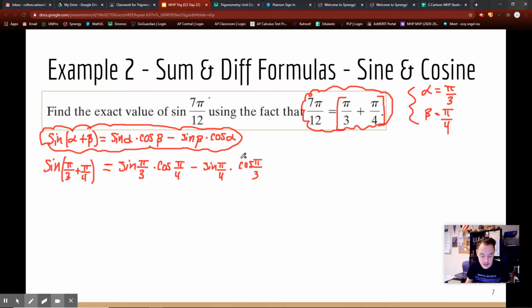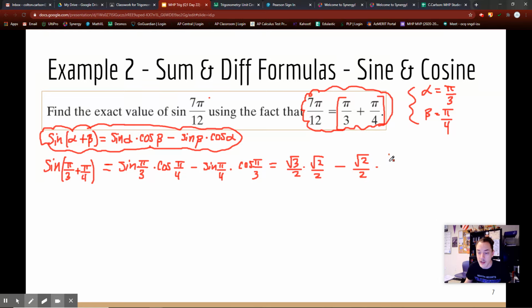Now we can actually start solving this beast. So I'm going to solve it. What's sine of pi over 3? That's 60 degrees, and so that's radical 3 all over 2. And then this is radical 2 all over 2 for cosine of pi over 4. And then sine of pi over 4 is also radical 2 all over 2.